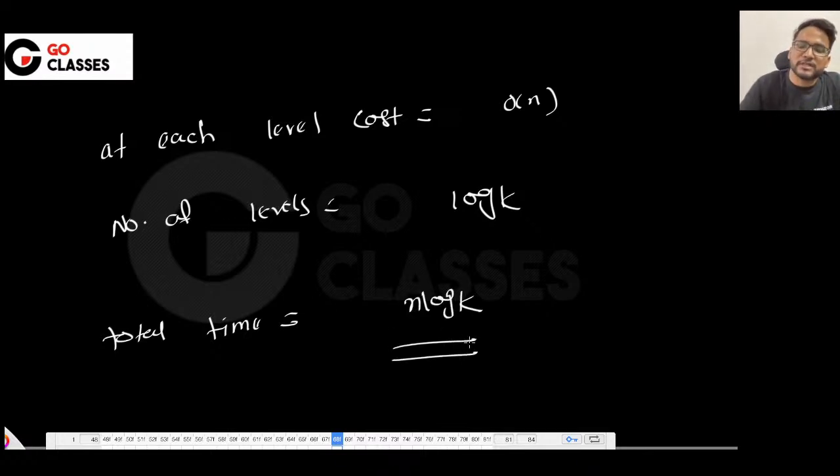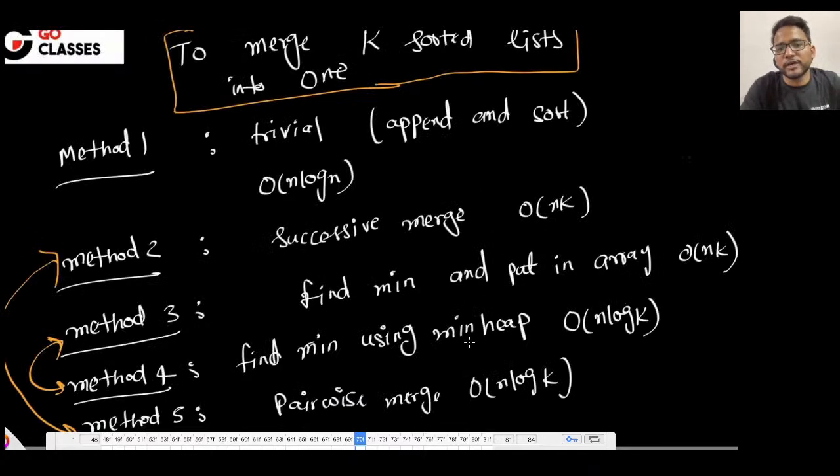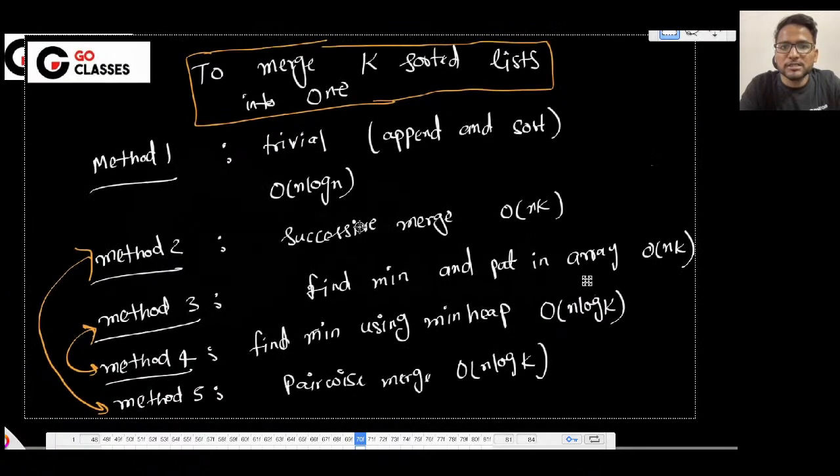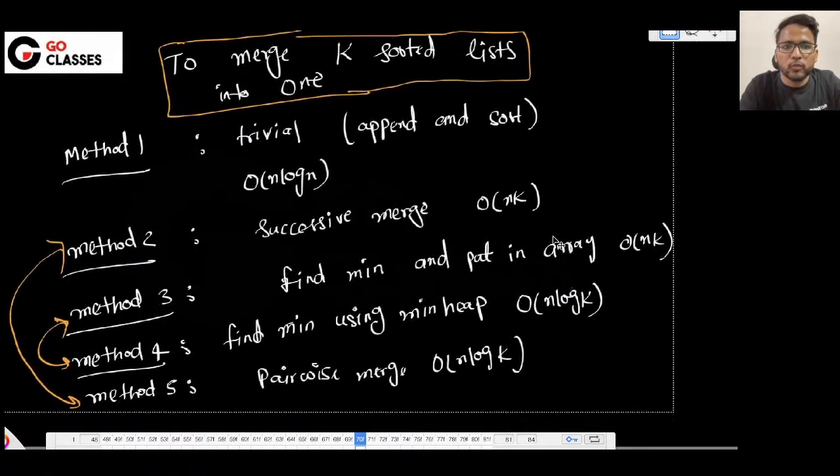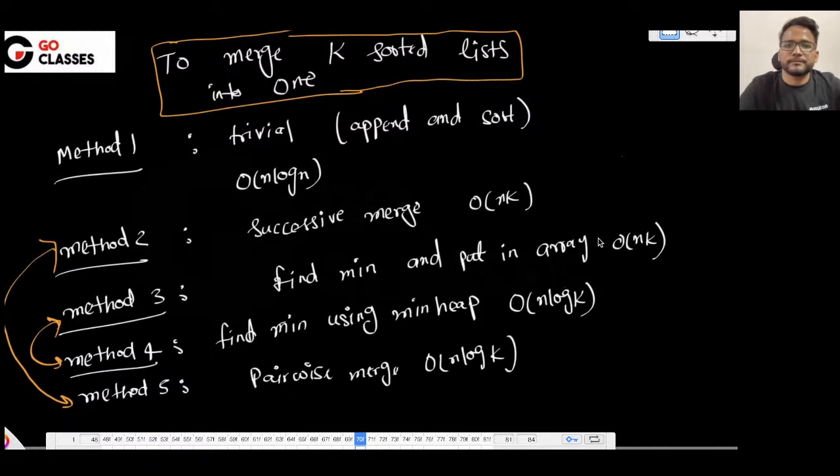So these are the 5 methods that we have already seen in the complete course also. From there only I have taken this screenshot, right? I hope you can see this. So this is the summary of all the 5 methods that merge k sorted arrays into one.